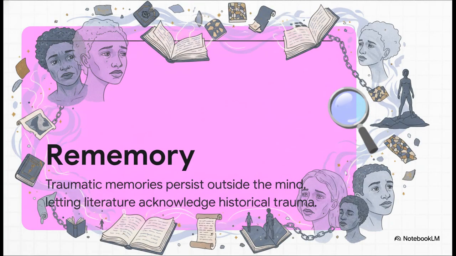Finally, we look to the brilliant Toni Morrison. She explored how literature acts as a mirror for historical trauma with her concept of rememory. This is the profound idea that traumatic memories don't just stay neatly locked in the mind. They actually persist in the world as, like, pictures floating out there. Literature acknowledges these inherited wounds so that communities can finally confront them and heal.